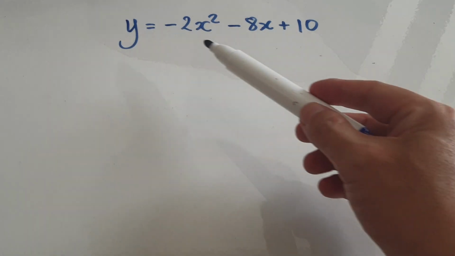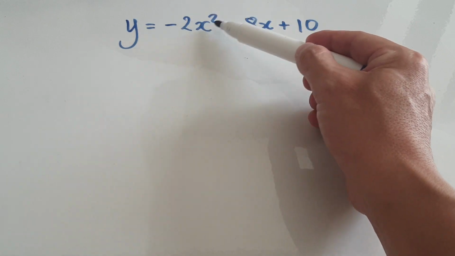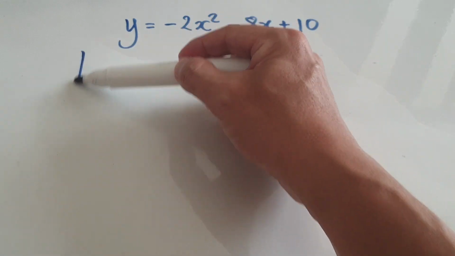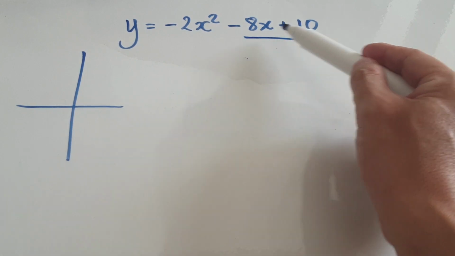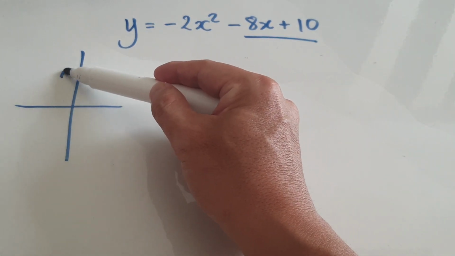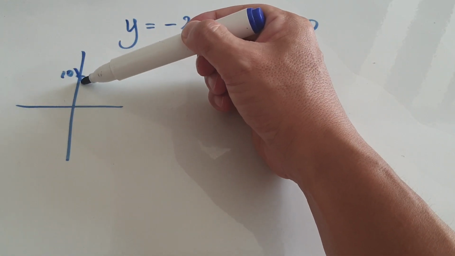Let's try and find the vertex of a quadratic where the coefficient of x squared is negative. So sketch a graph. When it's small, it wants to do this straight line. Intercept of 10, and it has a gradient of -8, so it's going downhill.